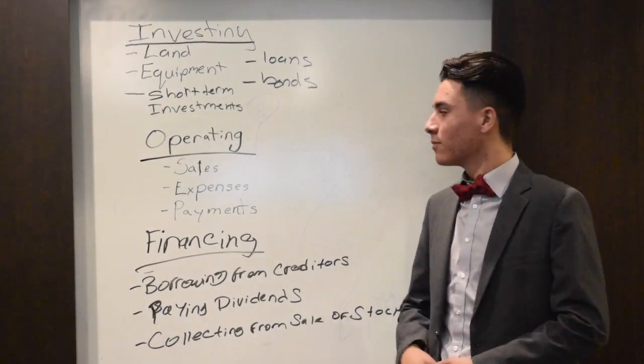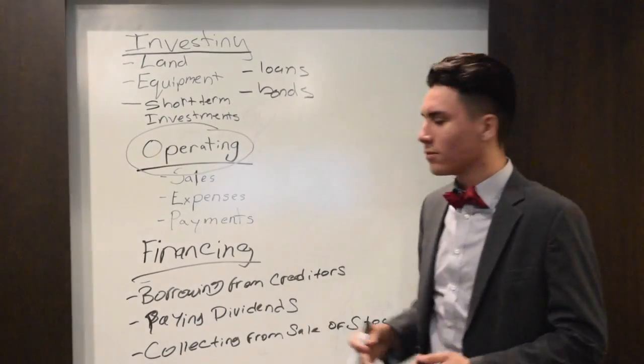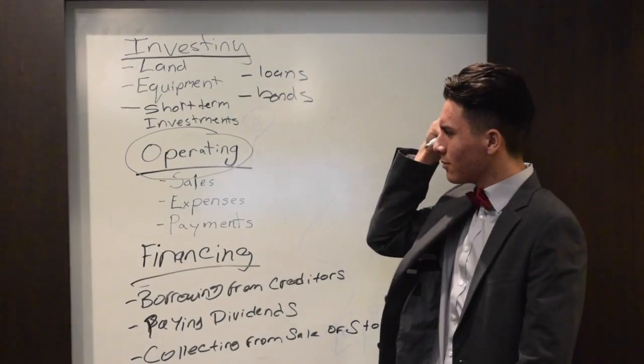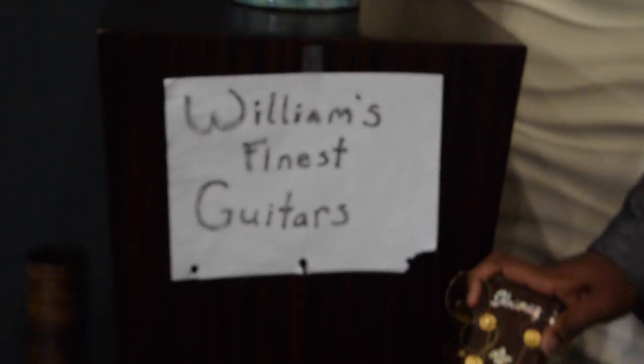However, today we will be focusing on operating activities, which can be the most confusing of the three. Let's pretend William has a guitar shop.